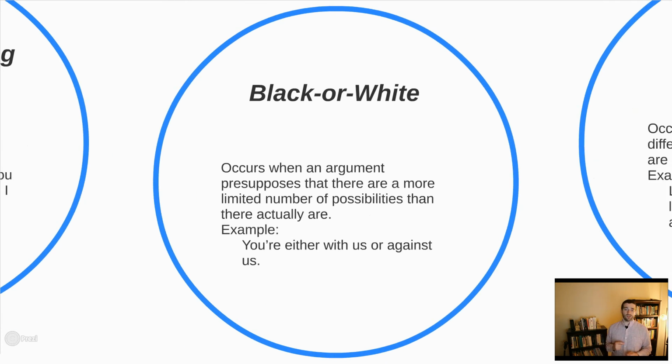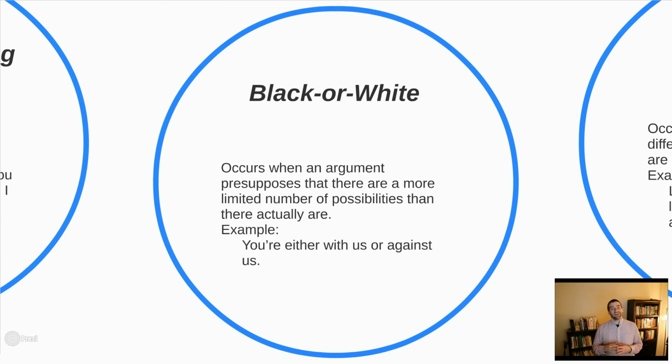Our next structural fallacy is the black or white fallacy. This occurs when an argument presupposes that there are a more limited number of possibilities than there actually are. Basically, at its most simple level, it's saying, well, there's only two possibilities. You're either with us or you're against us. What about neutral? Right, so George Bush is famous for having said this when we began the war in Iraq or Afghanistan. I'm not sure which one.